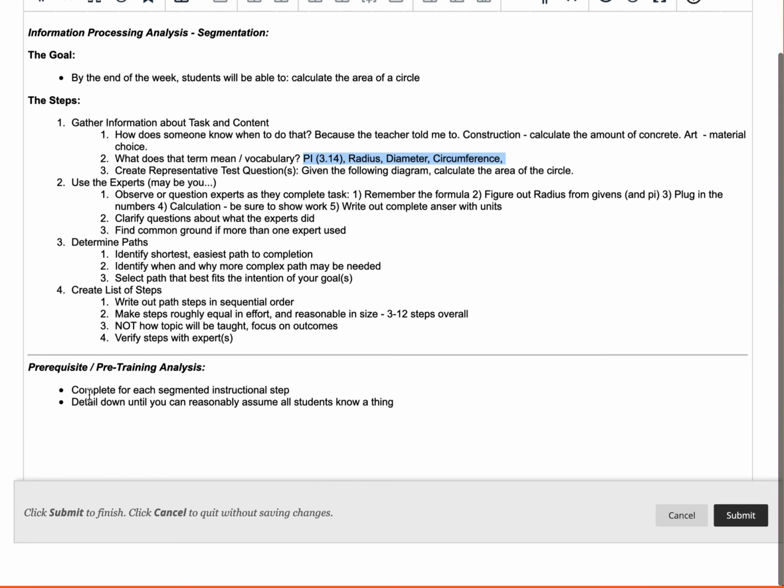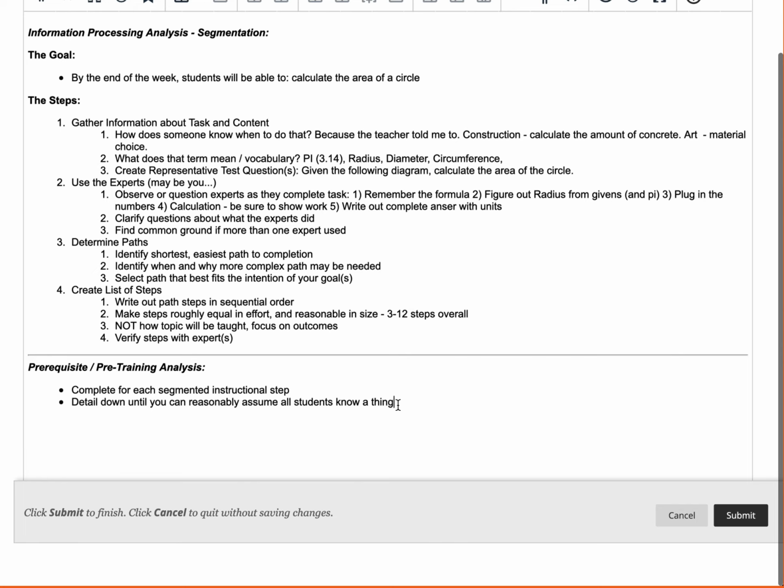It sounds a little backwards to start with the task and the steps for the task, and then figure out what they need to know to get into it. But it's actually easier to do it this way, because once you know the steps they're going through, it's a lot easier to identify the things they need to have in place before they even go into it.